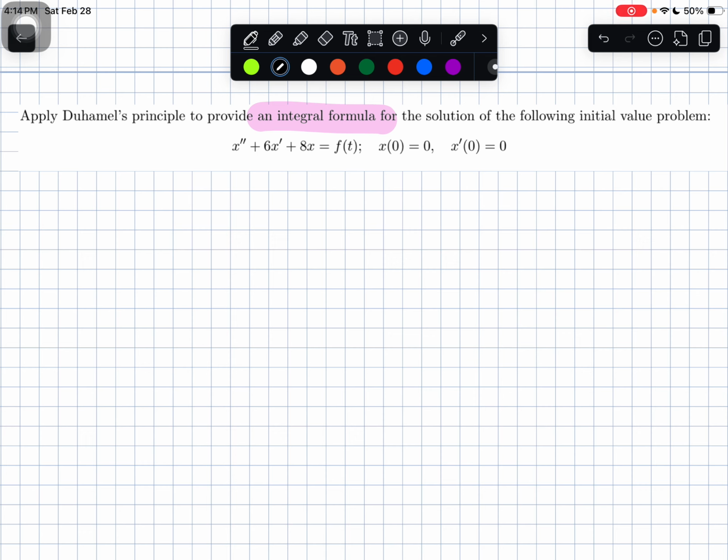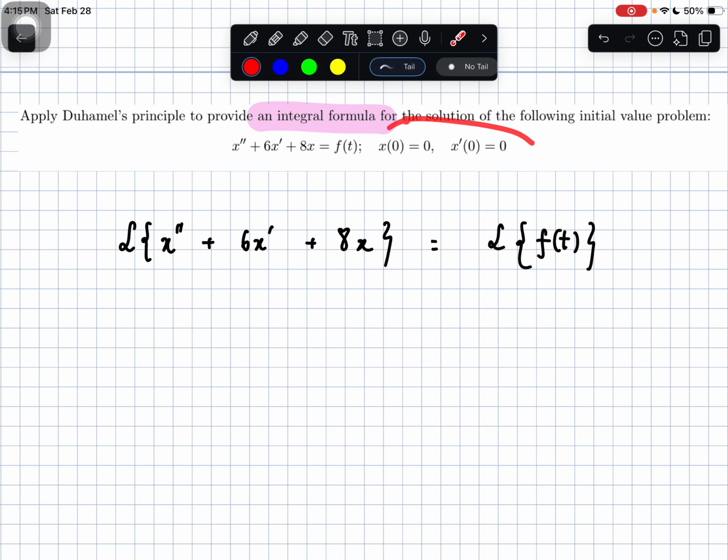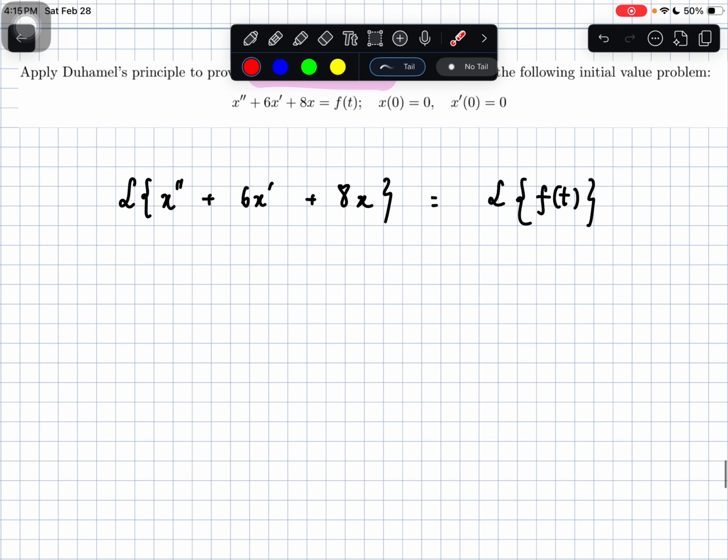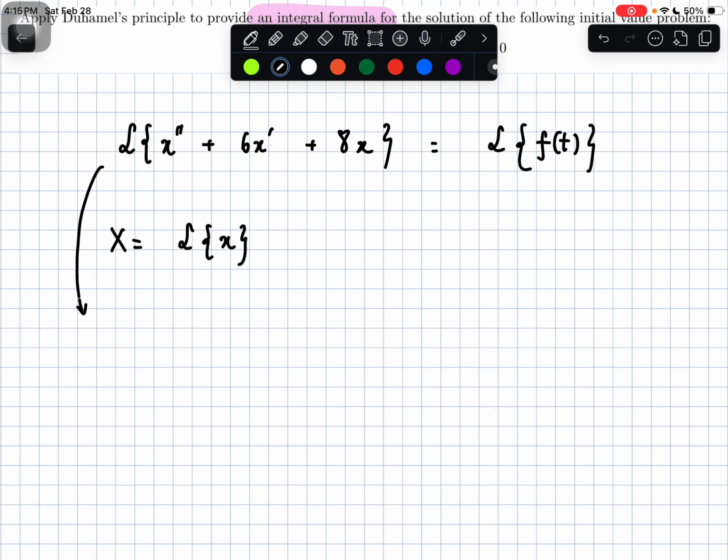We Laplace transform both sides. x double prime plus 6x prime plus 8 times x equals the Laplace transform of small f. Because of the initial conditions x(0) equal to 0 and x prime(0) equal to 0, if we denote big X as the Laplace transform of small x, this will give us (s squared plus 6s plus 8) times big X equal to the Laplace transform of f(t).